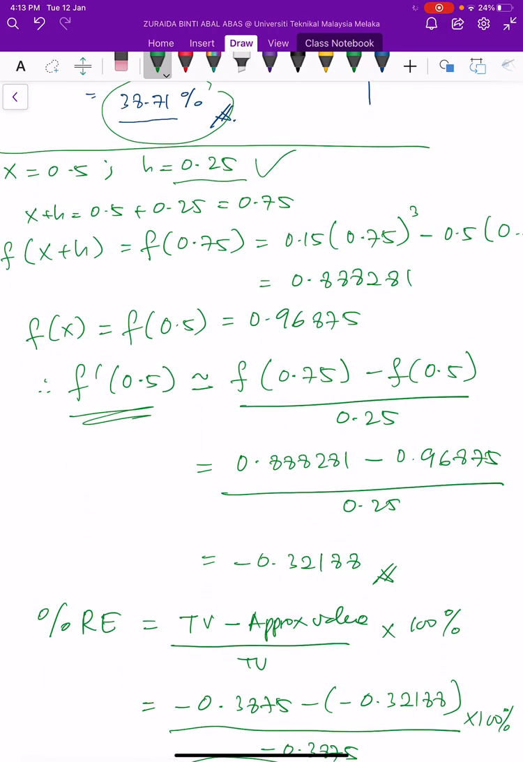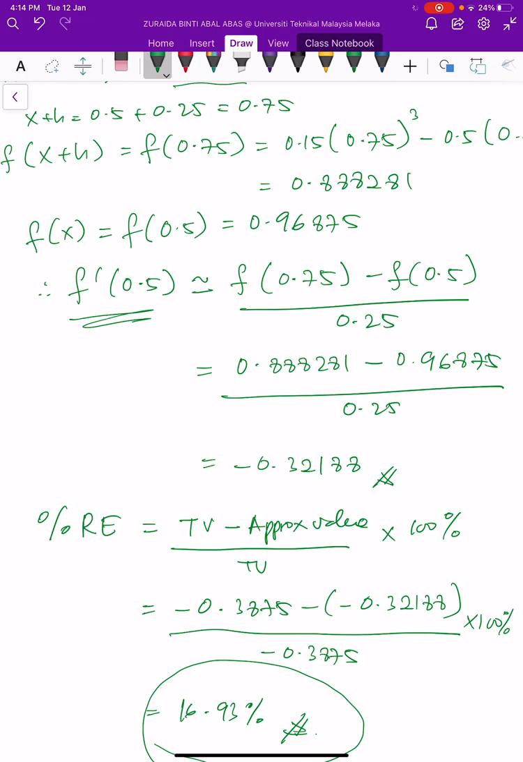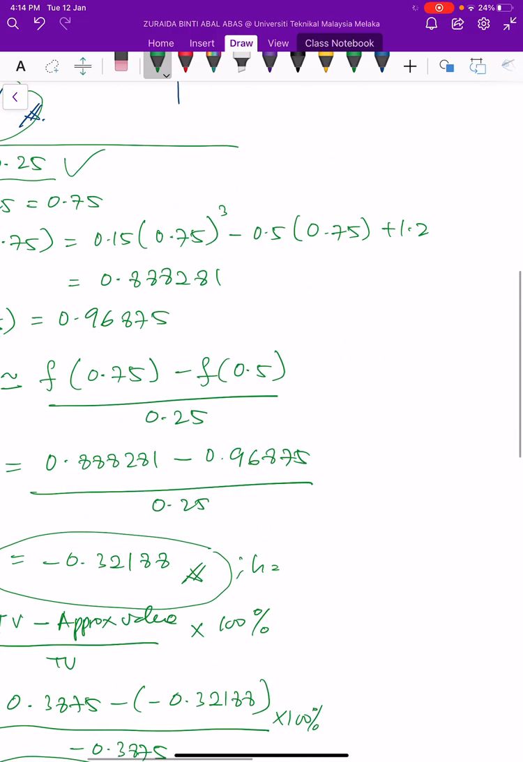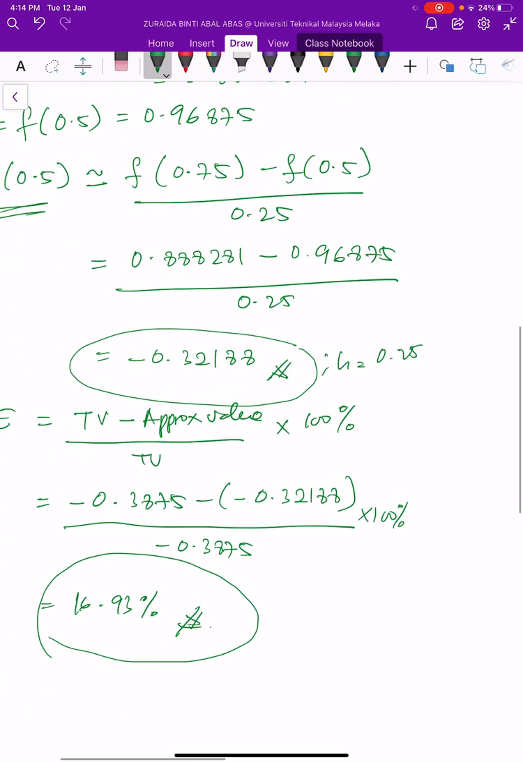We will take this value. We prefer the result with h equal to 0.25 because it gives you a smaller relative error. That's it.